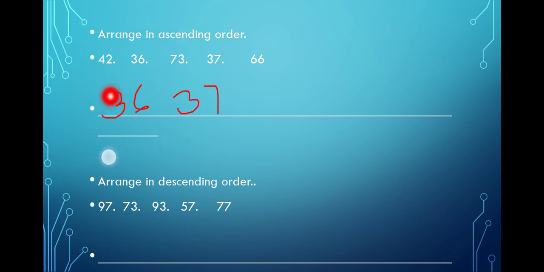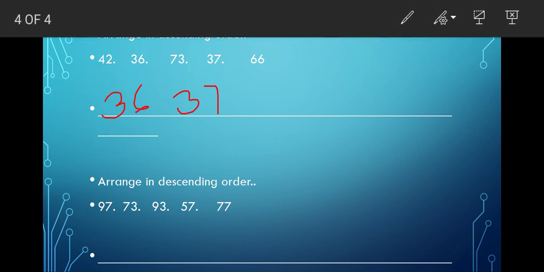Now what you have to do? Now here it is 4 in the tens place. Here it is 7. Here it is 6. So out of these three numbers, 4 is smaller. So no need to see the ones place. So next one will be 42.